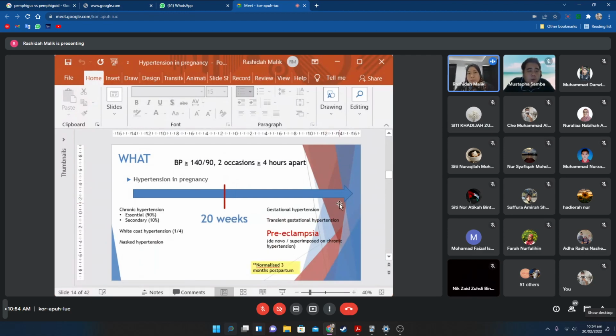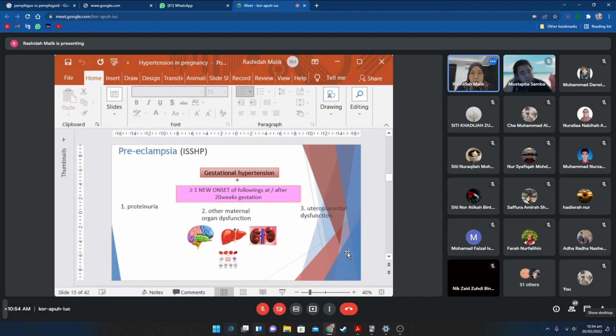So preeclampsia, as I mentioned here, normalized 3 months postpartum. Preeclampsia has previously been diagnosed with the presence of hypertension, high blood pressure, and proteinuria. But we are seeing more and more women without proteinuria but with target organ involvement, maternal organ dysfunction, or even fetal involvement. So most of the guidelines have gone away from needing proteinuria to diagnose preeclampsia.